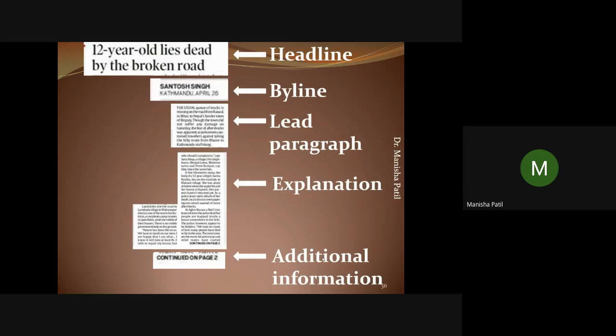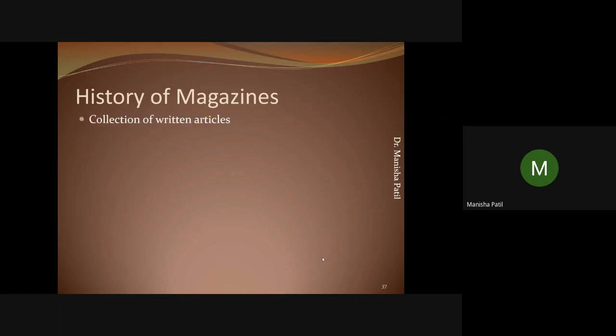Okay, so here we finish with newspapers. Now we move on to magazines. Let's see the history of magazines. A magazine is a collection of written articles. The first magazine was launched in Germany in the year 1663. I can't pronounce these words because they are in German. Please note down the spelling.